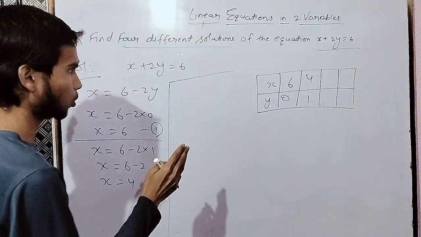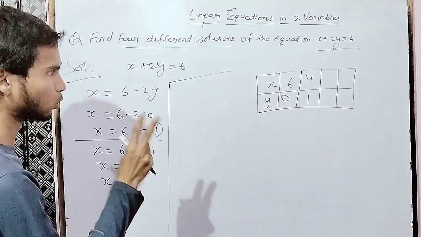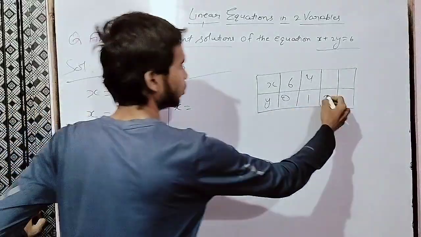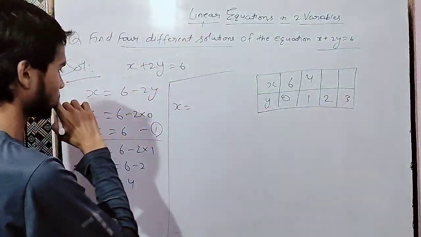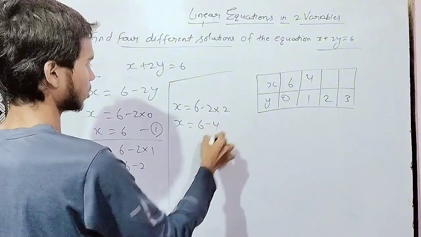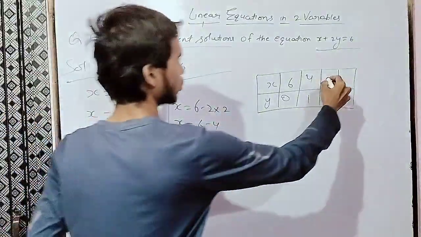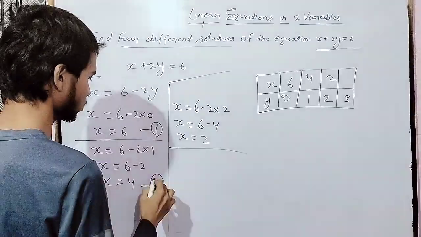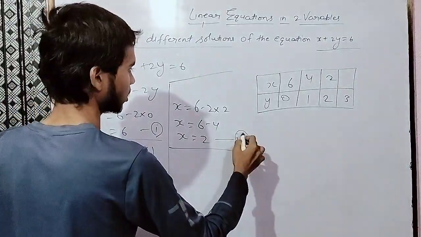We are going to put 2 in place of y. So 6 minus 2 multiplied by 2, how much will it be? It will be 2. So x will be 2. This is 2 and this is 3.